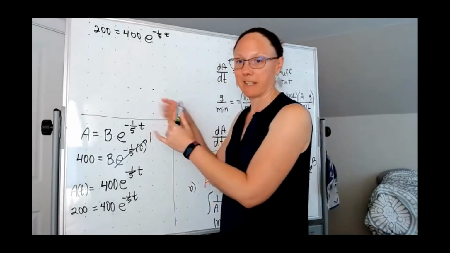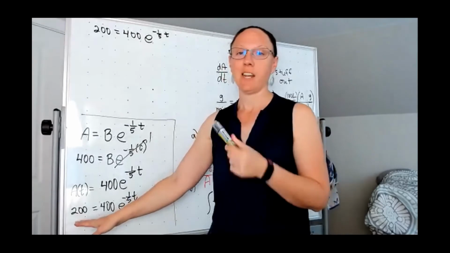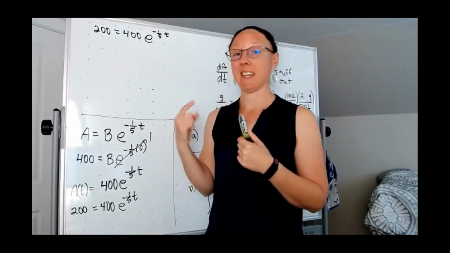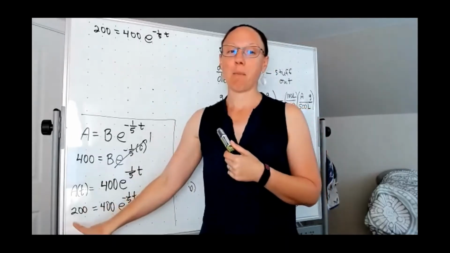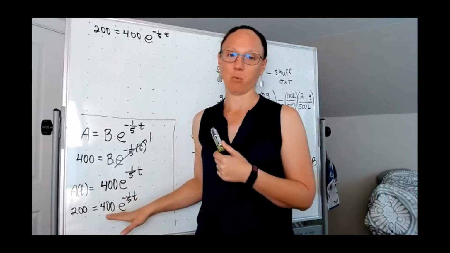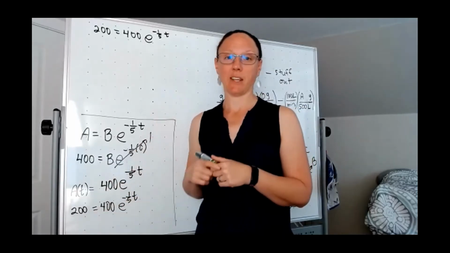Okay, back to this. The reason that we've set A to be 200 is because the question that I asked in my warm-up problem was to find the time when the amount of lemon juice in the tank was half of the original amount. So it was part of the statement of the problem. That's why we're setting it equal to 200.